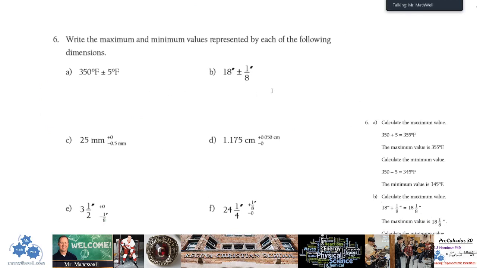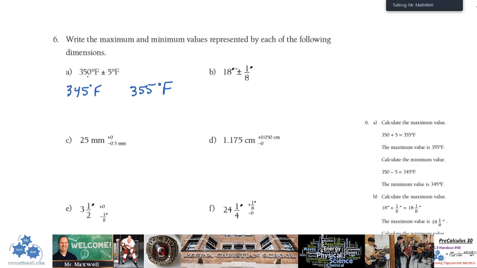All right, a little bit more practice here. What are the maximum and minimum values represented by each of the following dimensions? If you have 350 Fahrenheit plus or minus 5 degrees Fahrenheit, what are the maximum and minimum values? Pretty easy. The minimum would be 350 minus 5, or 345 degrees Fahrenheit, and the maximum would be 350 plus 5, which is 355 degrees Fahrenheit.